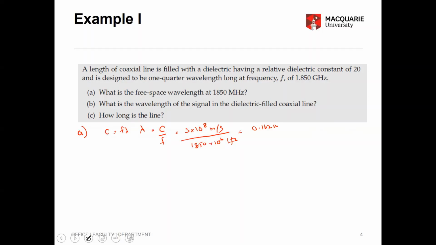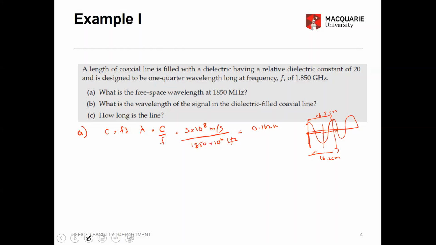That means if you measure for that wave in free space, from the voltage peak to the next voltage peak, that is about 16.2 centimeters away. If you take a probe and measure voltage along that wave, you will see a maximum here, then a minimum halfway there, which is 8.1 centimeters, and then a maximum again a full wavelength away. That's what it means. So that's the wavelength in free space.